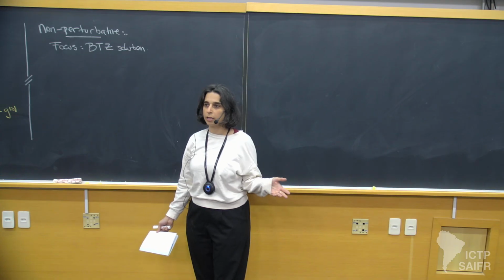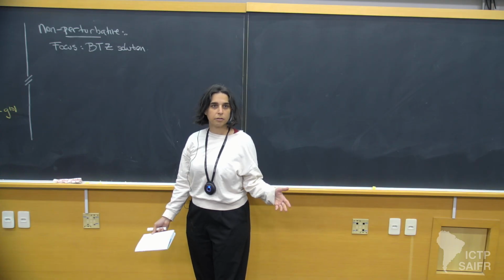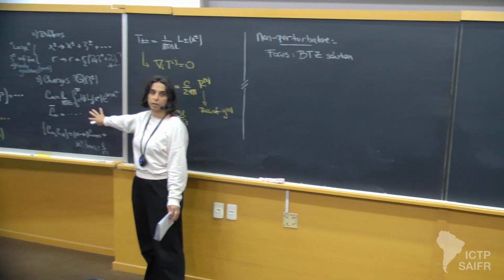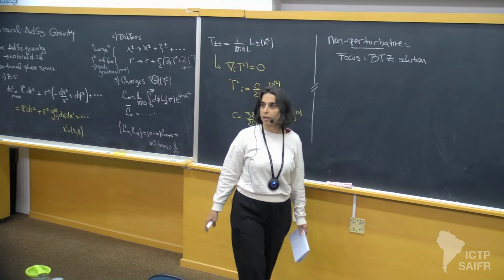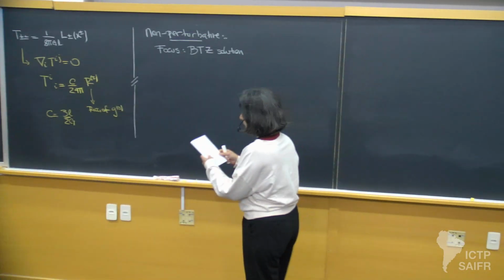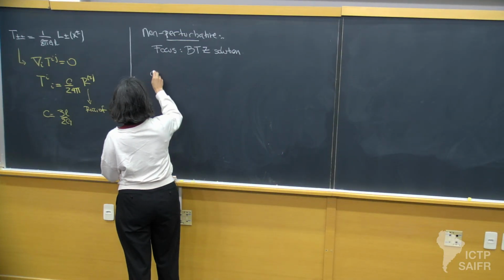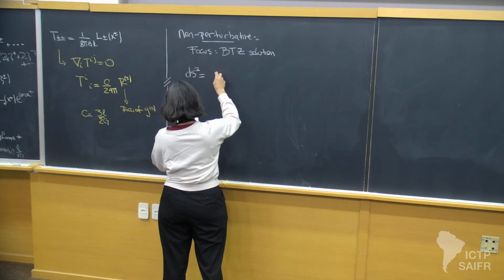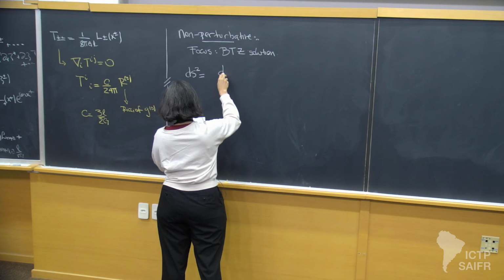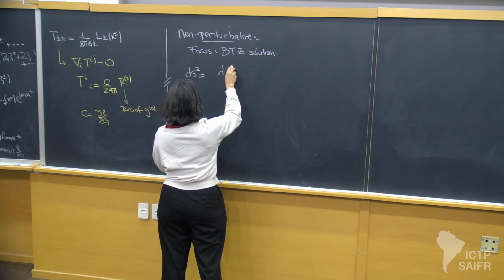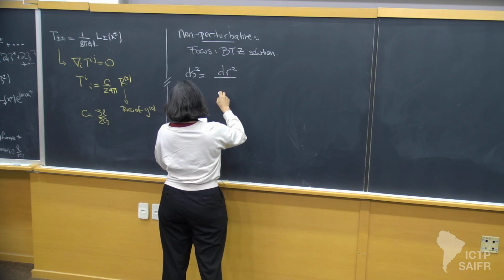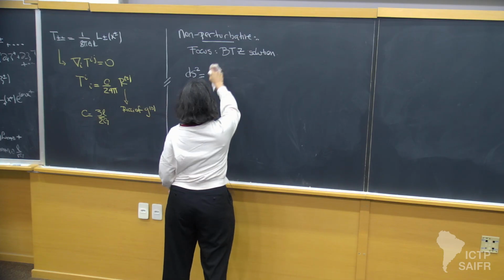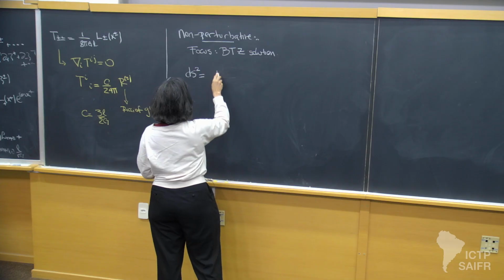And why am I calling it non-perturbative? What are the properties of it? And how does it tie also with this other discussion? We'll also put it in the context of this discussion that we had here, okay? So what is the line element of BTZ? I always debate how to write it, but I'll write it the way that I like to write it.